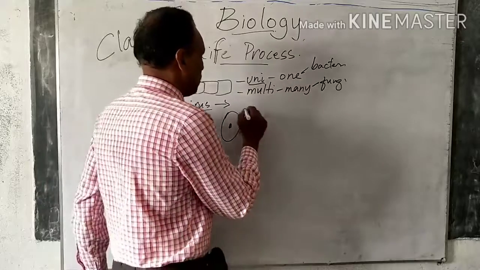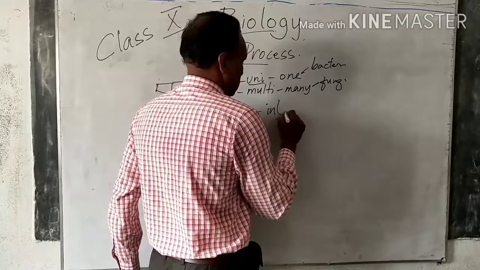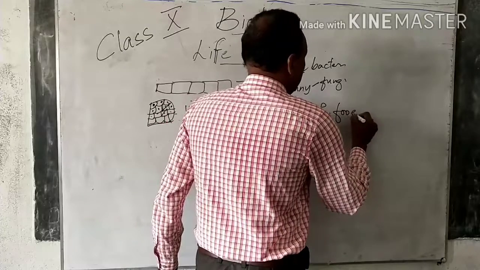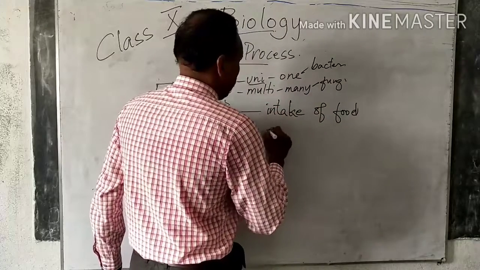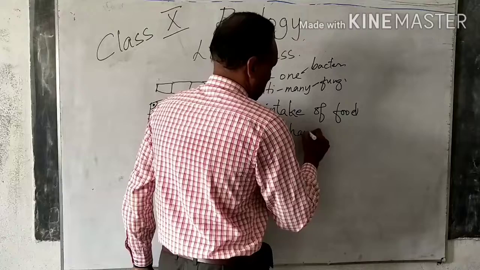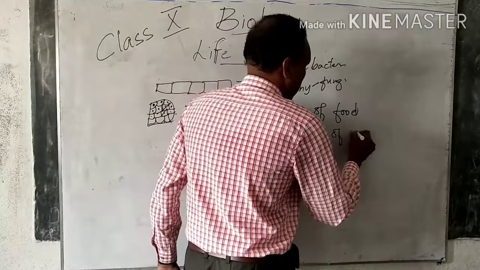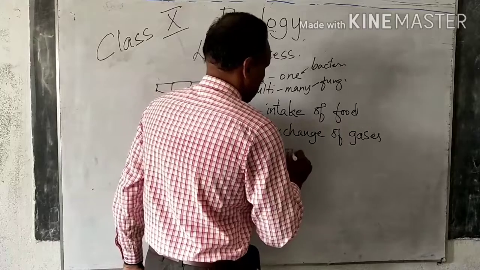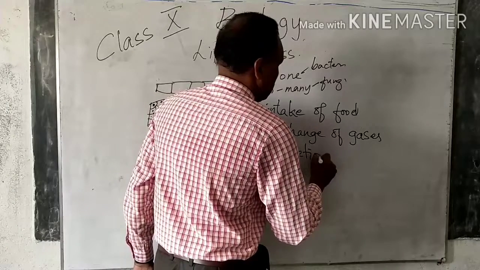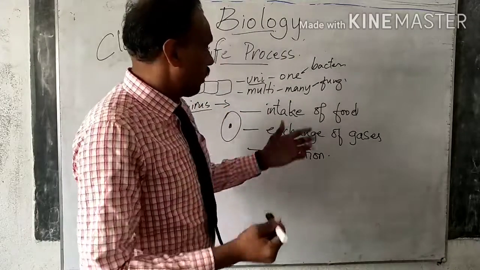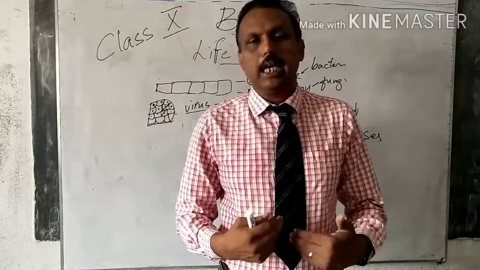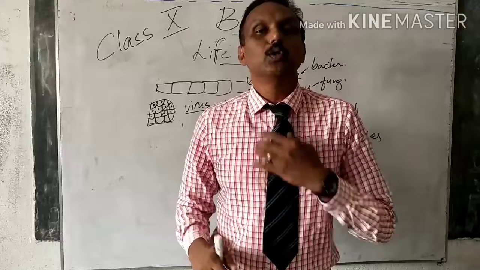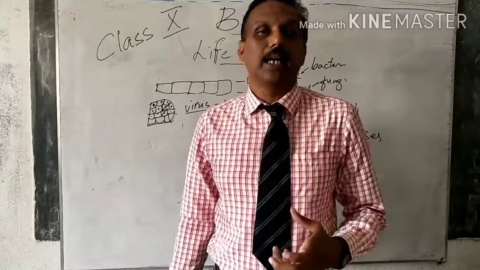See, what are the main things that take place? Intake of food, then exchange of gases, then we have excretion. So what are these three things? Intake of food means we have to take food. Plants are the only producers in the world. They can produce their own food, make their own food.